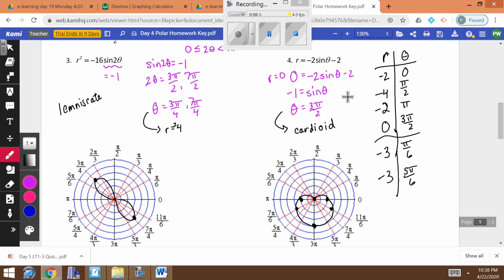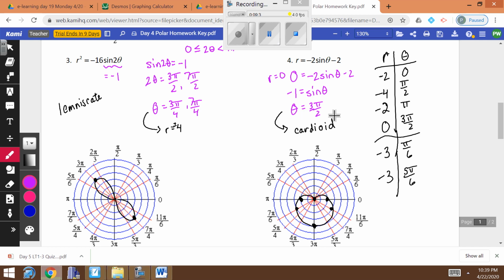Number 4, I knew that this was a different one. We know that it's going to be one of our limaçons here, because again it had that a value and it had that k value here, so we know it's a limaçon. So I set r equal to 0 to find out how many times it intersects the pole.